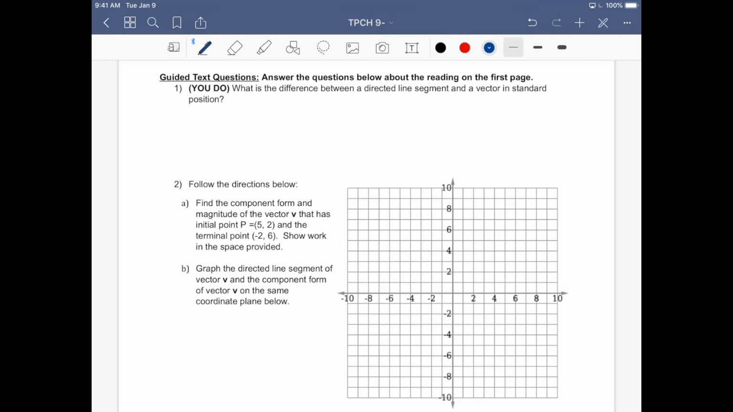So that was a lot of vocabulary on the first page. Now let's try to synthesize that information. It says, answer the questions below about the reading on the first page. Number 1, you're going to do this problem. What is the difference between a directed line segment and a vector in standard position? Be ready to share this out in class.